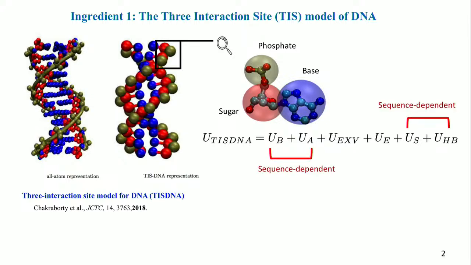Now the important point to note here is that the stacking term and the hydrogen bonding term are sequence dependent, meaning that it will depend on exactly what nucleotide sequence you have. And this is based on the very fundamental work done by SantaLucia and others in the context of the nearest-neighbor model of DNA thermodynamics. So that is the starting point here. And for the hydrogen bonding, your AT and GC base pairing will have different energy scales. So this basically contains the sequence information.